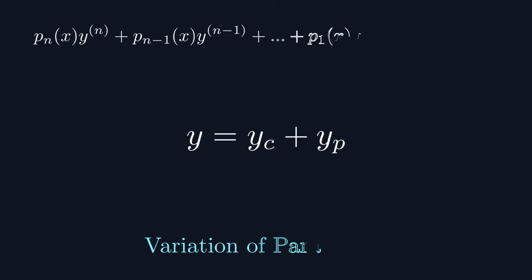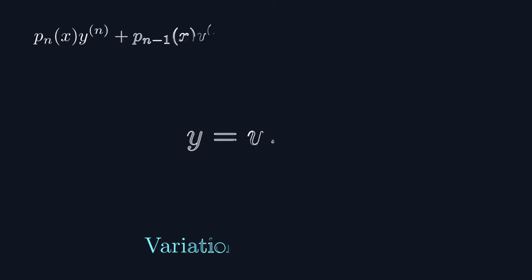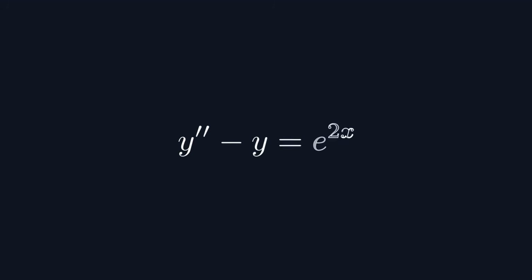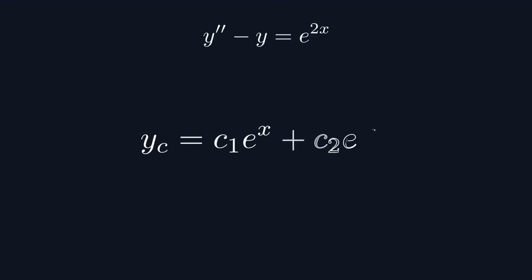Another method for the non-homogeneous case is the variation of parameters. This method will make use of the Wronskian and can be used for more classes of functions. Let's use this method to solve the same ODE as in the undetermined coefficients method. We have already solved the homogeneous solution.